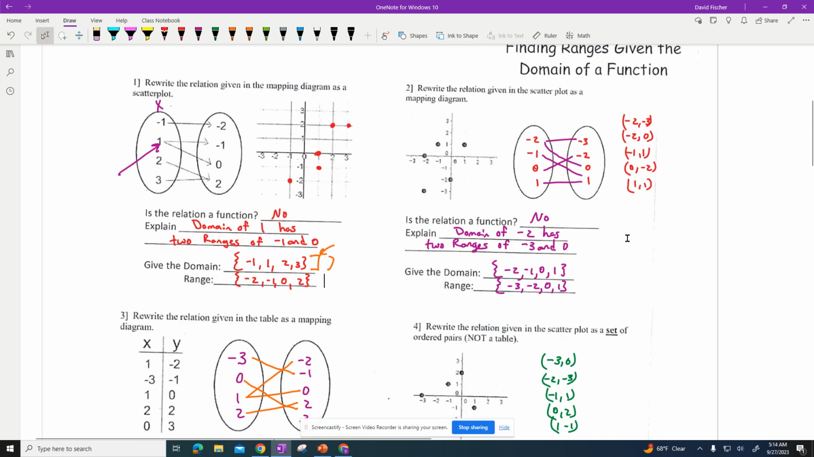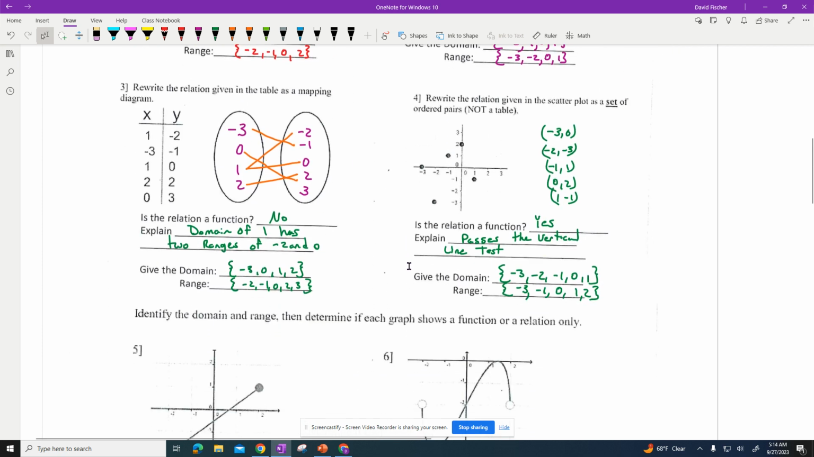This one here was not a function either. Right there would have broke the rule if you did the graph and said vertical line test, because I have a graph, I can do that. But if you use the mapping diagram, right there is the guy that broke the rule. Okay, so you need to know how to do both.